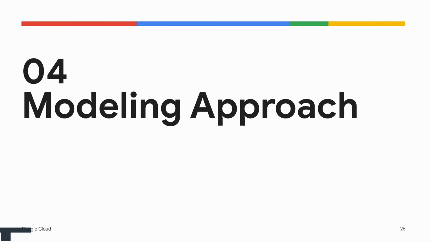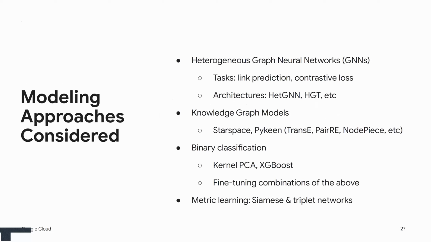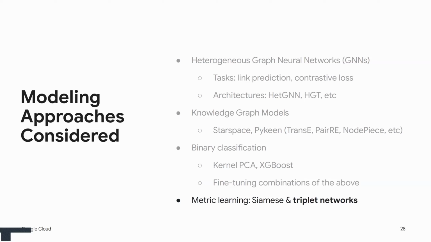Okay, so let's talk about the approach that we took. We tried a bunch of different stuff, from heterogeneous graph neural nets to knowledge graph models to binary classification, just trying to predict relationships in the graph. But what we found was that a metric learning approach was really solid and gave us a lot of control, and in particular, using triplet networks.